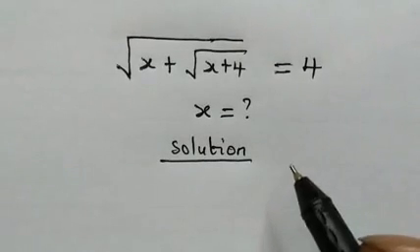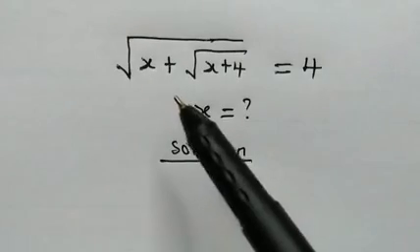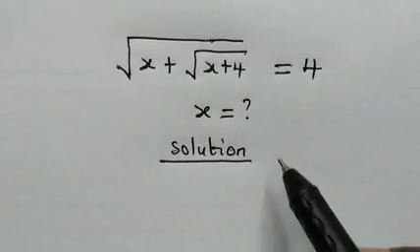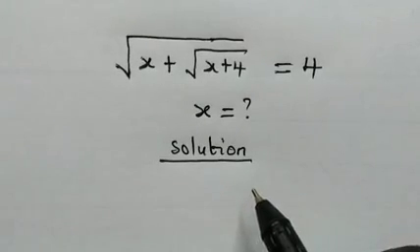Today we're going to solve the following given radical equation. We have the square root of x plus the square root of x plus 4, and this is equal to 4. So here we're going to solve for the value of x. Now let's get started.